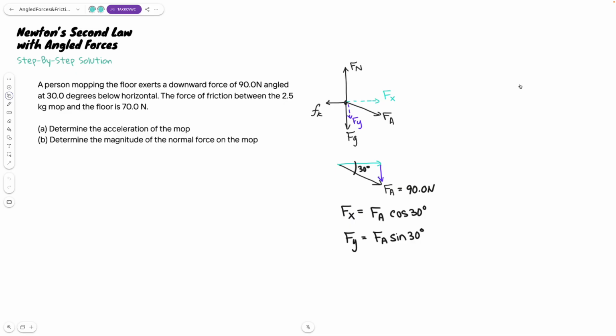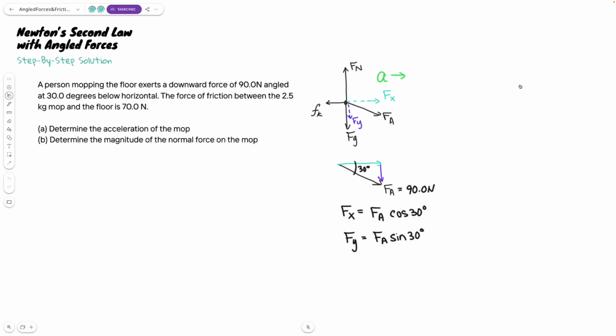We have to break it up into x and y components because with force being a vector quantity, we really have to make sure that we're grouping together vertical things with other vertical things and horizontal things with other horizontal things. So when we're answering the first part of this question and we're determining the acceleration of the mop, okay, we're thinking this object is being pushed to the right. The direction of its acceleration will be to the right. So I'm dealing with horizontal forces and components of force when I'm trying to solve for acceleration.